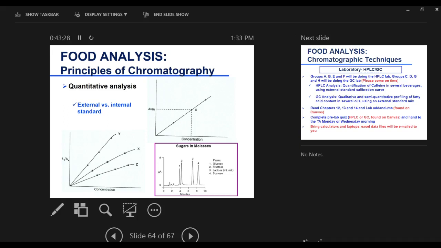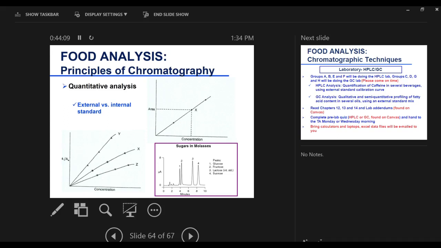So here's where a lot of students get confused. What's the difference between external standard and internal standard? For quantification, you need at least the external standard. You cannot quantitate without external standards. You cannot quantitate with an internal standard alone. I think we use external standard during the HPLC. Yes, for HPLC, we use external standard.